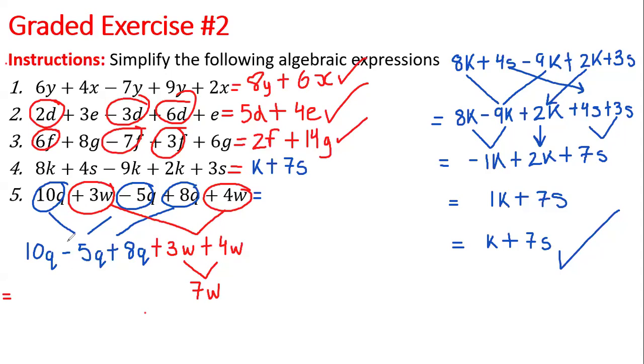And 10q minus 5q is what? 5q. Very good. 5q plus 8q, and this is plus 7w. And what is 5q plus 8q? It's going to be 13q. 13q plus 7w.